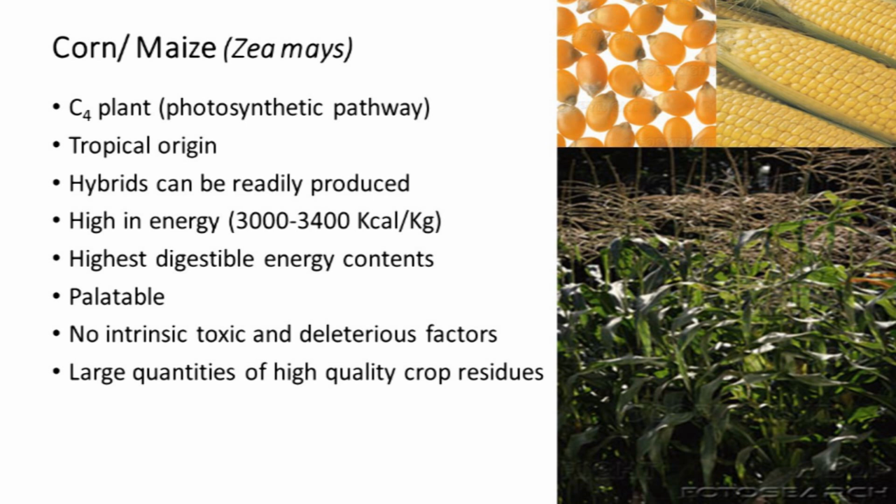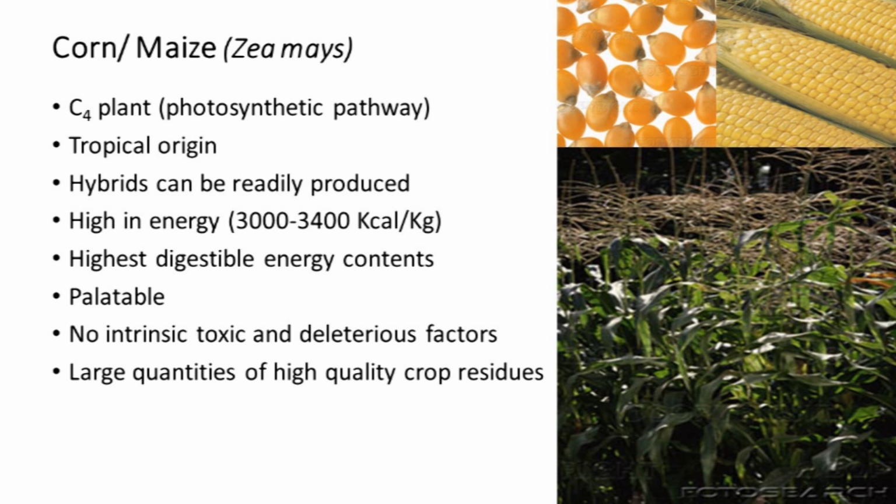Its local name is maize. Technical name is Zea mays. It's a C4 plant, whereas C3 plants are mostly the plants which are in a cold region. C4 plants are in the pathway, in the photosynthetic pathway they use, and they are in the tropical countries. Corn, different varieties are available.